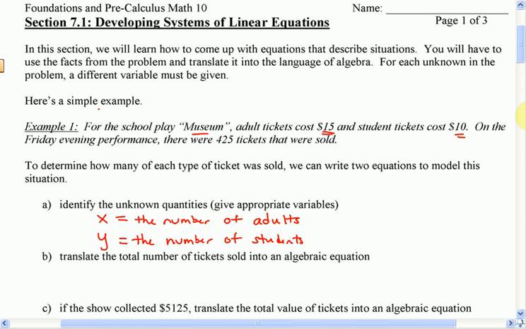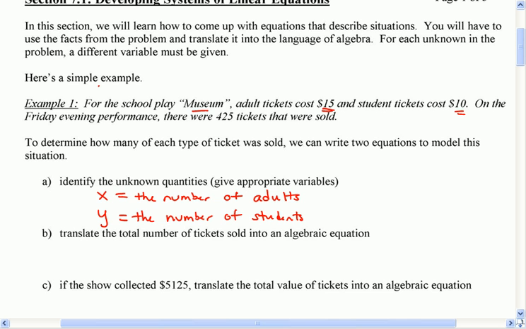All right. Once you've found the variables, now I want you to translate this. It says, translate the total number of tickets sold into an algebraic equation. So if the total number of tickets sold were 425, well, what kind of algebraic equation can I create using those two letters that we just used over here? Say that louder, Jose. Exactly. Notice X is the number of adults, Y is the number of students, and if I put them together, the total, it should be 425.